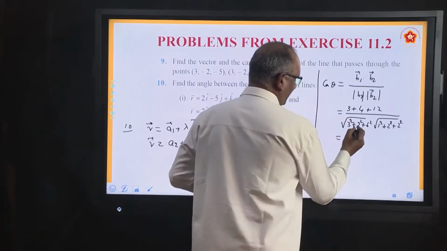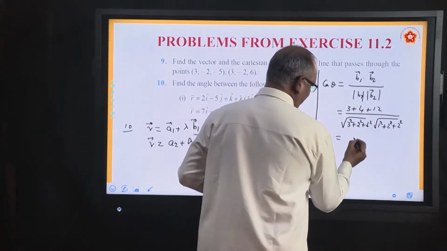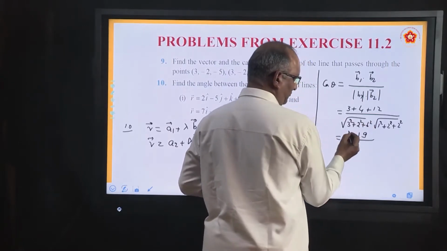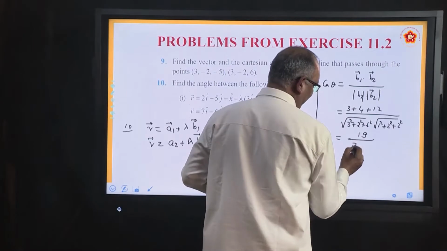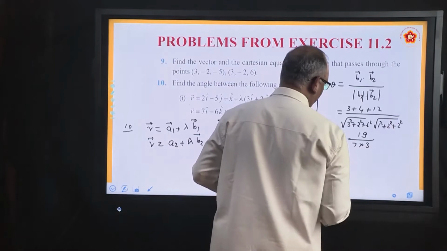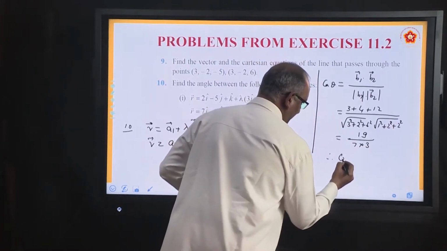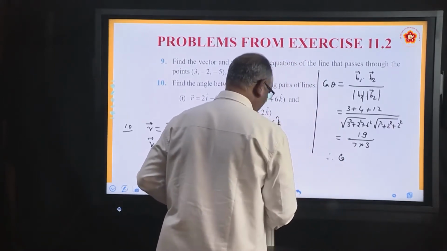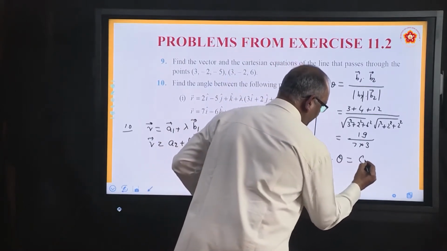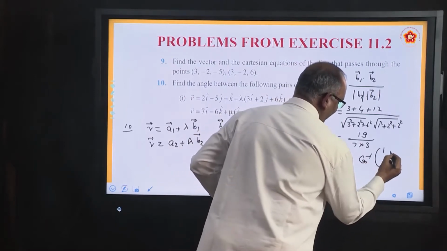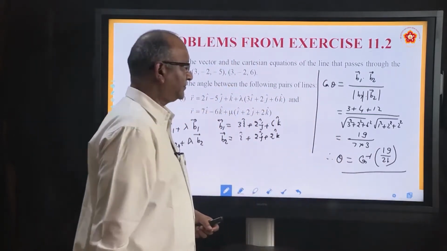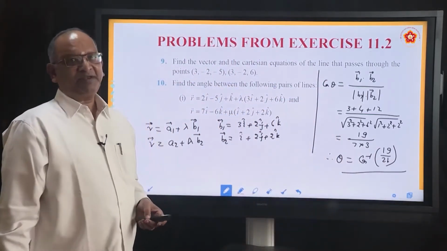Simplify. 12 plus 4, 16 plus 3, 19 upon 6 square is 36, 36 plus 4, 40, 40 plus 9, 49 means 7. Here 4 plus 4, 8 plus 1, 9, so 3. Hence, theta is equal to cos inverse 19 by 21. This is the answer. This is how we find the angle between two lines.